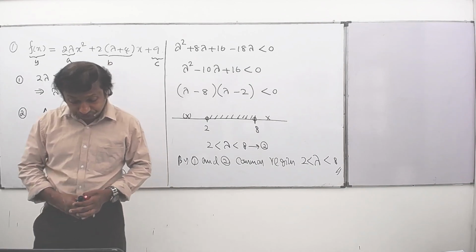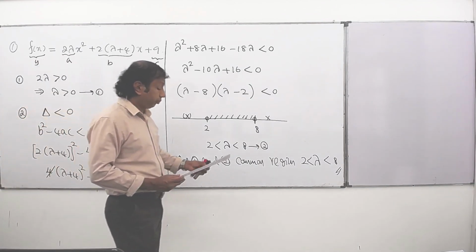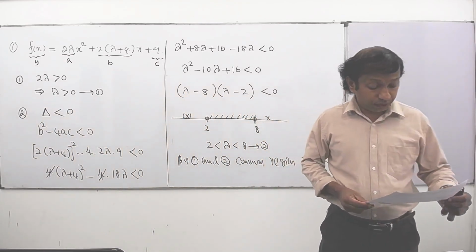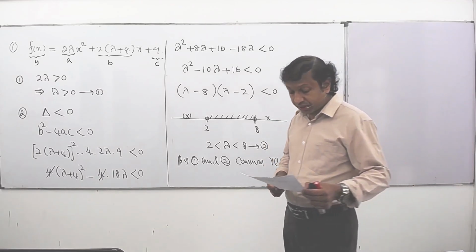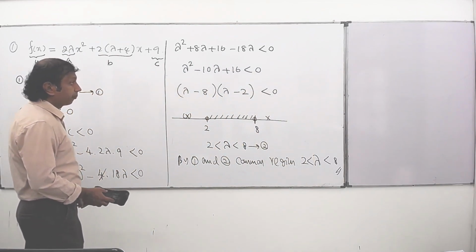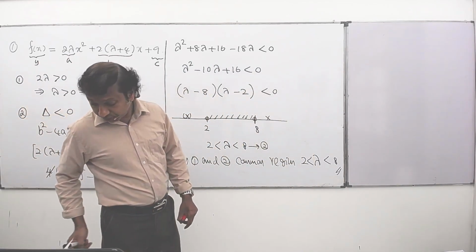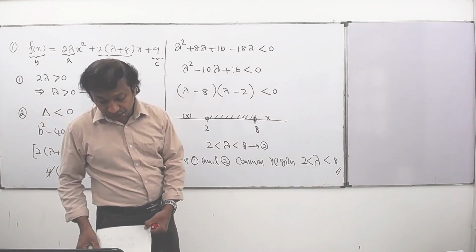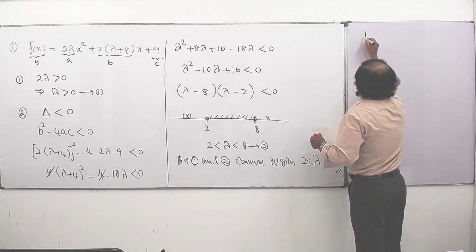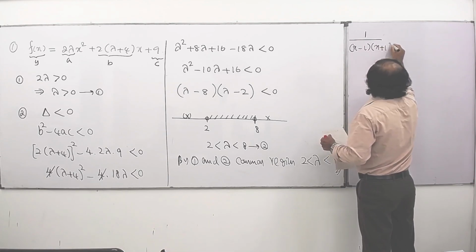Okay. Number 2. Find partial fractions of 1 over (x minus 1)(x plus 1). Hence find partial fractions of this. Right. We can find the partial fraction of this: 1 over (x minus 1)(x plus 1).